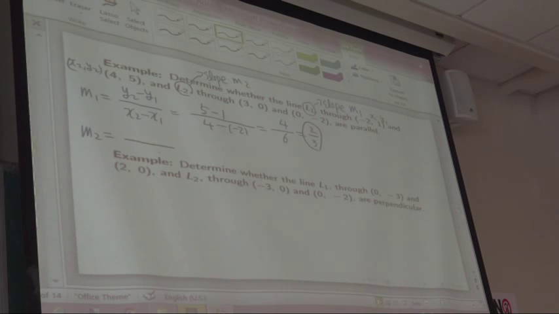M2, the slope for L2, is the same, y2 minus y1 over x2 minus x1. Now x1 is 3, y1 is 0, x2 is 0, y2 is negative 2. So y2, negative 2 minus 0, over x2, 0 minus 3. And this is negative 2 over negative 3, which is 2/3. Now they are the same. When they have the same slopes, they are parallel.